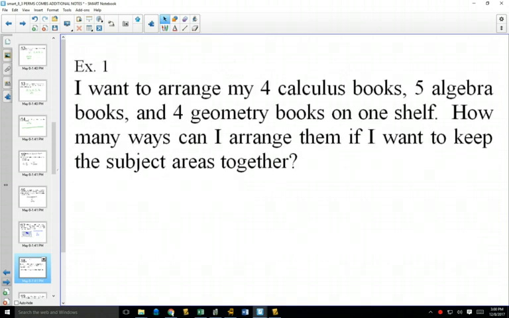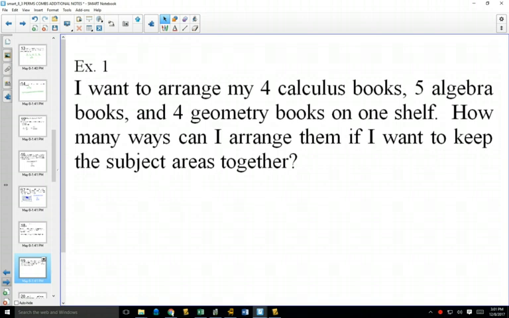So for example, I have my collection of 4 different calculus books, 5 different algebra books, and 4 different geometry books. Okay? The grouping strategy is sometimes confused with identical objects. That's why I said, in this case, they're different, because it doesn't make sense to have 4 of the same book on your shelf, although some people might do that. Okay, so we're going to say the library. But we're going to say there are 4 different calculus books, 5 different algebra books, and 4 different geometry books. And I want to arrange them on the shelf, but I want to keep the groups together.